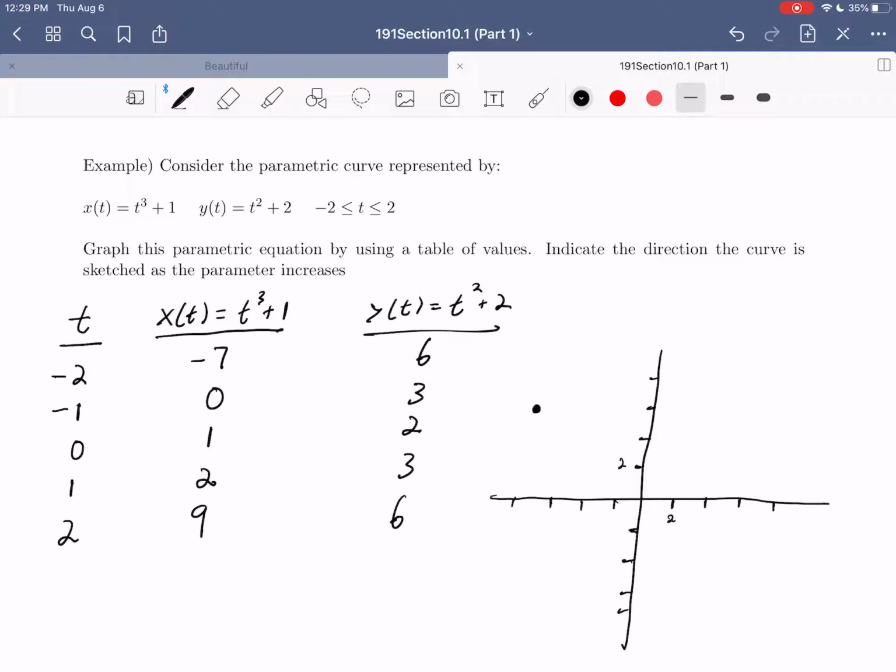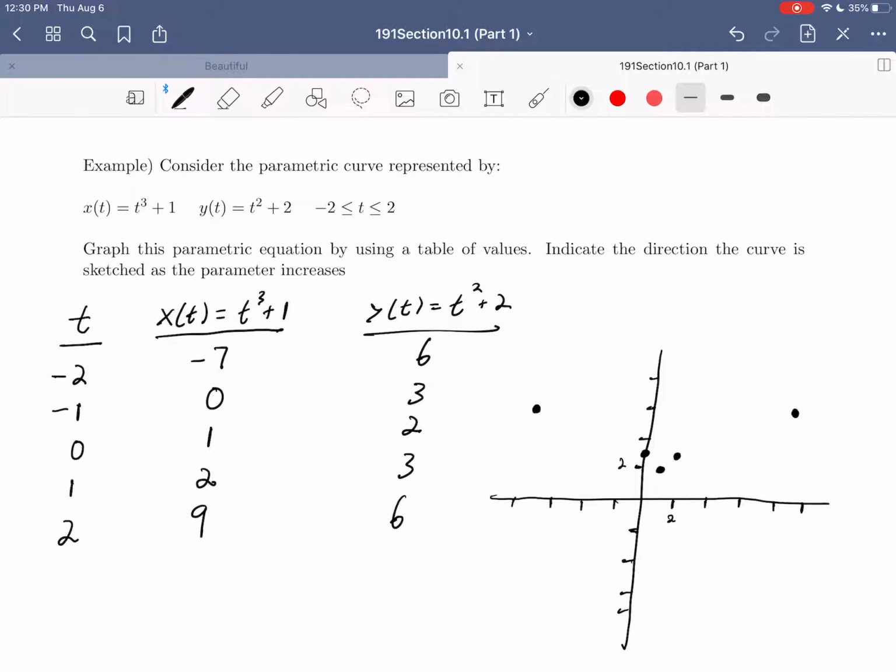Then we get 0, 3. So we get something right there. Then we get 1, 2. So something right there. And then we get 2, 3. So it looks like we get something right there. And then we get 9. We need one more line there. 9, 6. So 9, 6 would be over here.